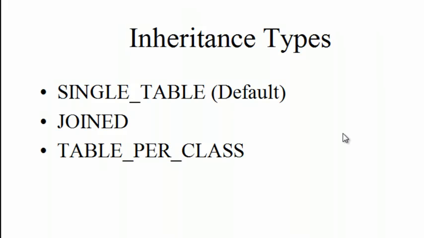For inheritance mapping, there are basically three types of inheritance or strategies. What are the three strategies? The first, by default, is called single table. The second is join, and then there is another strategy called table per class. Now let us see all these three strategies. If you notice, the single table is by default.